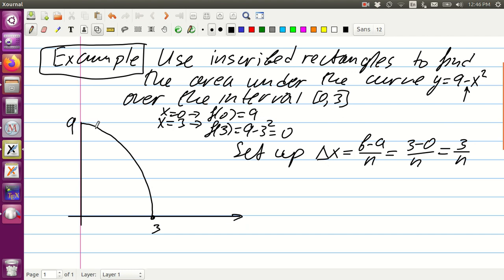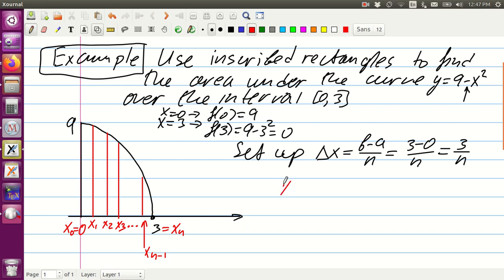So let's think. We're going to split it up into different strips. Our first point is x sub 0, which is equal to 0, and our last point is x sub n, which is equal to 3. This is x1, this is x2, this is x3, dot, dot, dot, and one before the last one, like always, is x sub n minus 1.